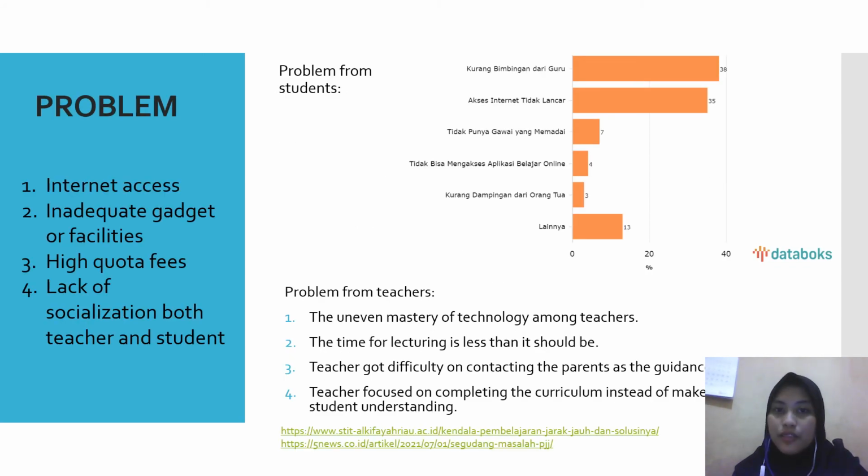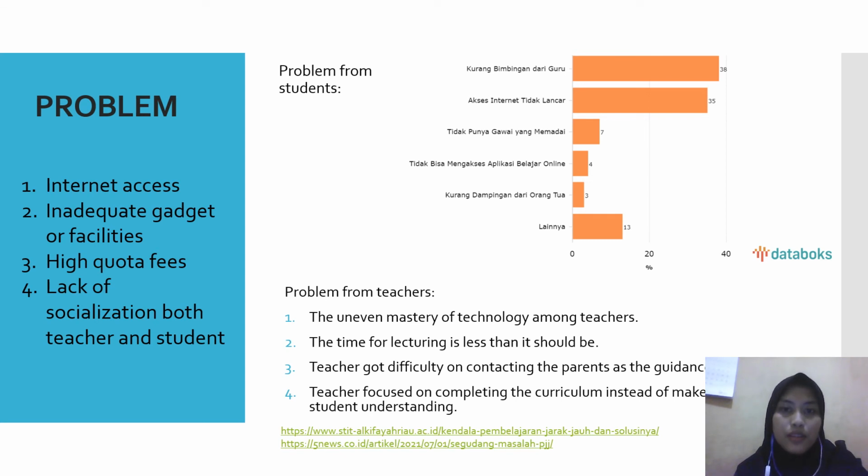After these analyses, it was found that the main problems of the online learning process are internet access, which might be hard for some people outside the city, inadequate gadgets or facilities such as phones or laptops, high quota fees per month, and the lack of socialization for both the teacher and the student. Therefore, the process cannot meet the goals for both students and teachers that were expected by the government.